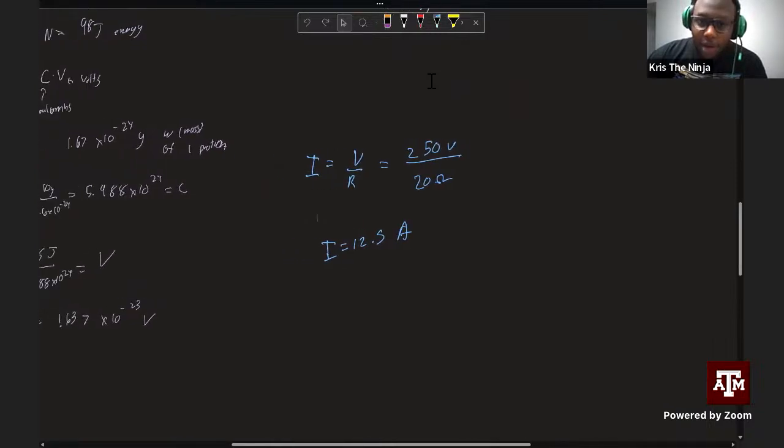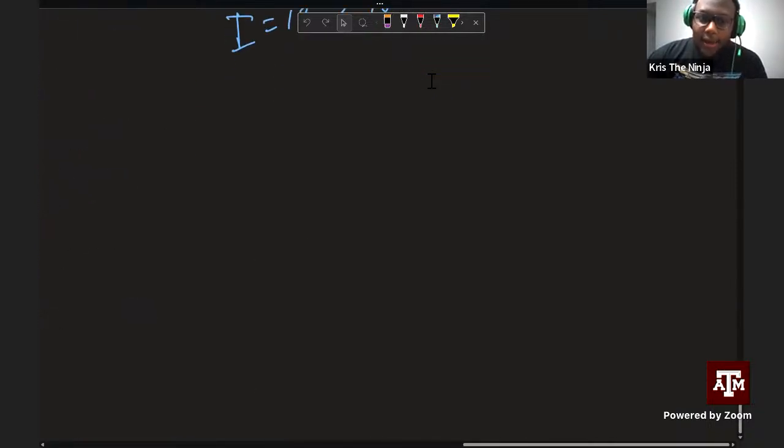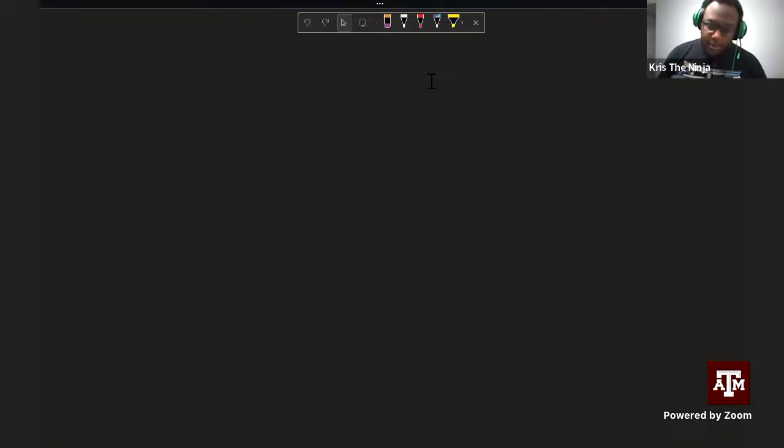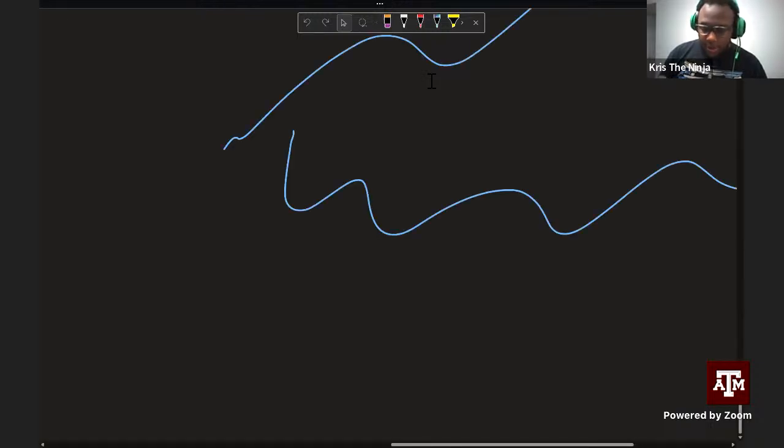So let's do a fun problem. Let's say I have a bolt of lightning. So we get a cloud to ground lightning strike. A big cloud to ground lightning strike.